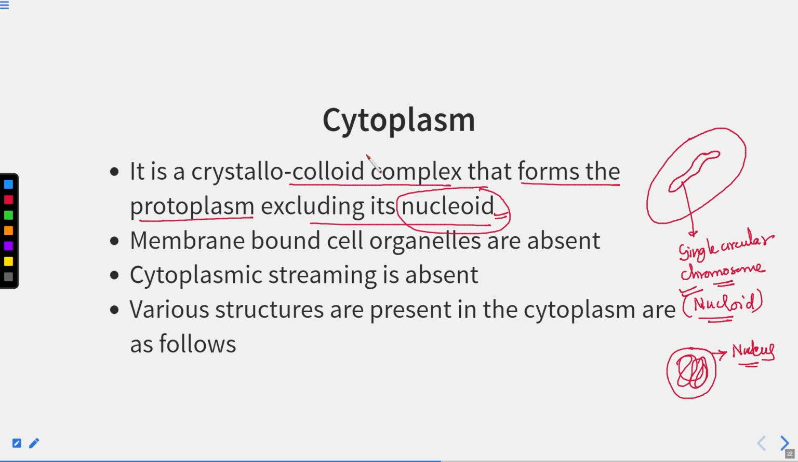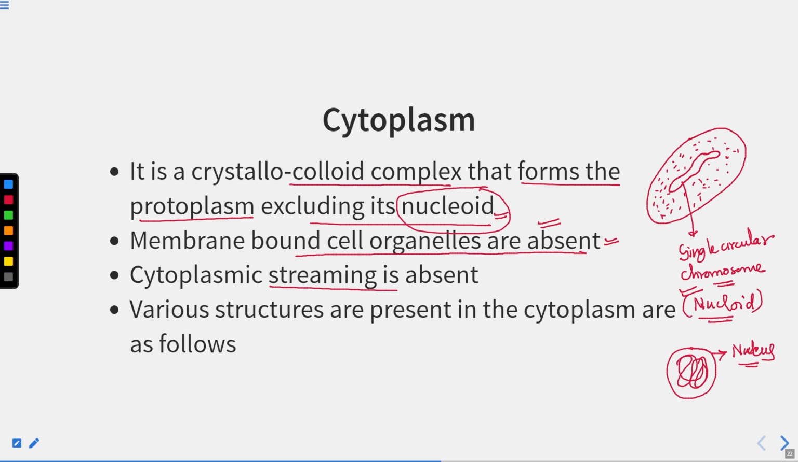So what is cytoplasm then? Excluding this nucleoid, whatever crystallocolloid, liquid substance is present in the cell, that is called the cytoplasm. Right? And the membrane bound cell organelles are absent. No cell membrane bound organelle is present in the cytoplasm. So this is one of the very important parts.